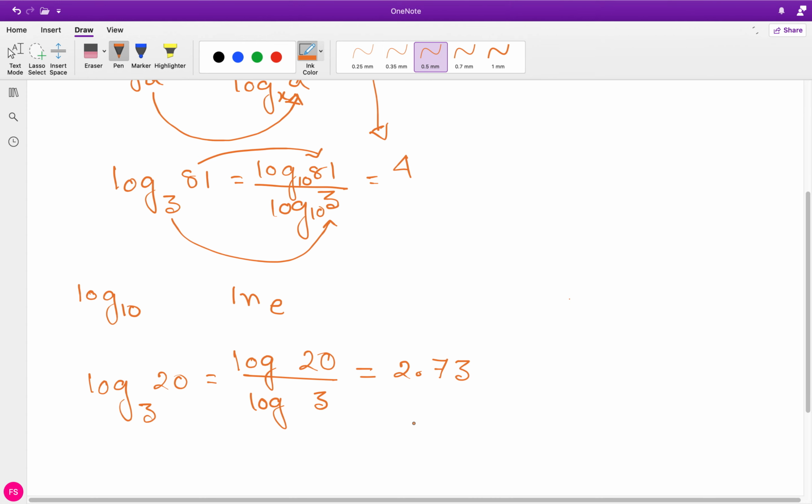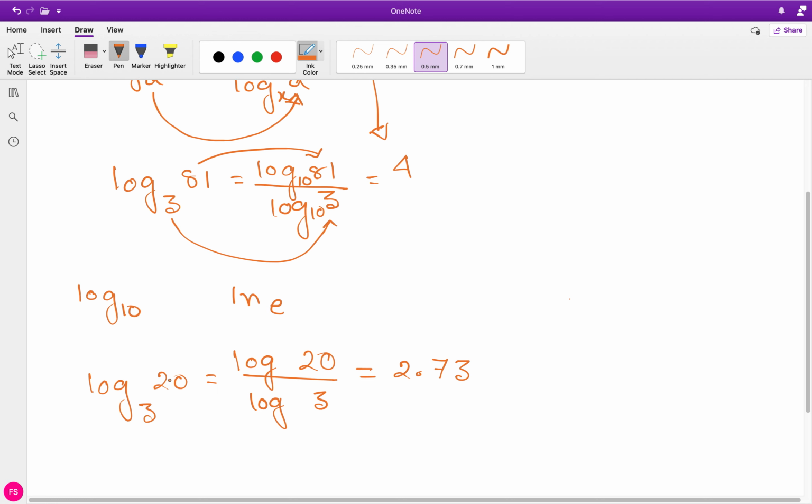We need to use the change of base formula for this kind of question. It's because we don't know 3 to the power of what is 20. It's not like this type of question, where you can just evaluate the expression right away. But what if you have a number and it's just not possible to find the power of 3 that will give you 20?